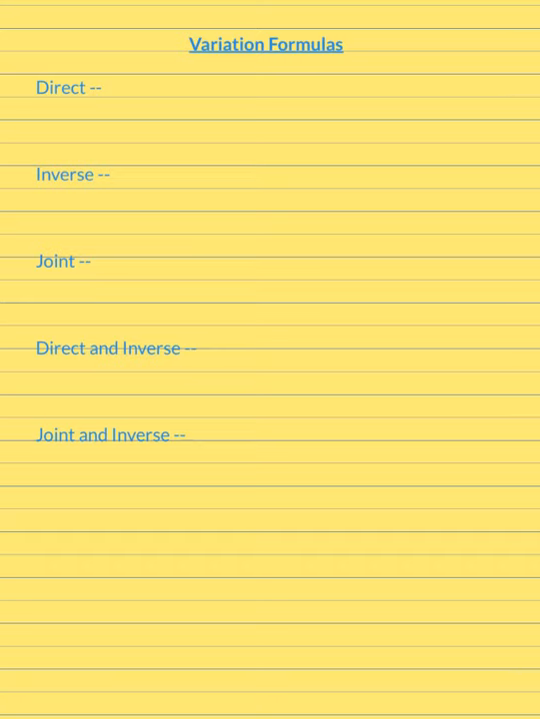Direct variation, y equals k times x. Inverse variation, y equals k divided by x. Joint variation, we're going to use z in this instance. z equals k x y. We're multiplying x and y times k on that one.